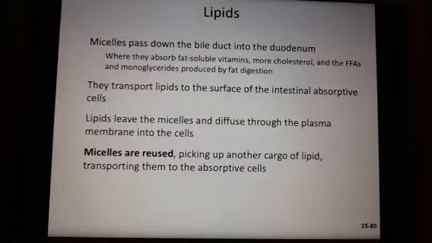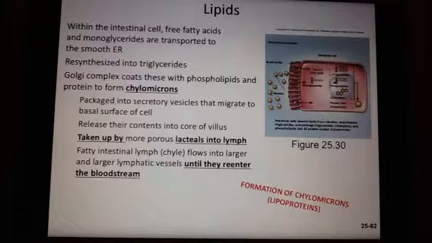But they are basically bringing the free fatty acids and the monoglycerides to the surface of the intestinal cell. So taking it to that brush border. And that's what this picture is, and this picture is much bigger in your book. So there's little micelles, and they're bringing the free fatty acids or the monoglycerides to the absorptive cell of the small intestines.